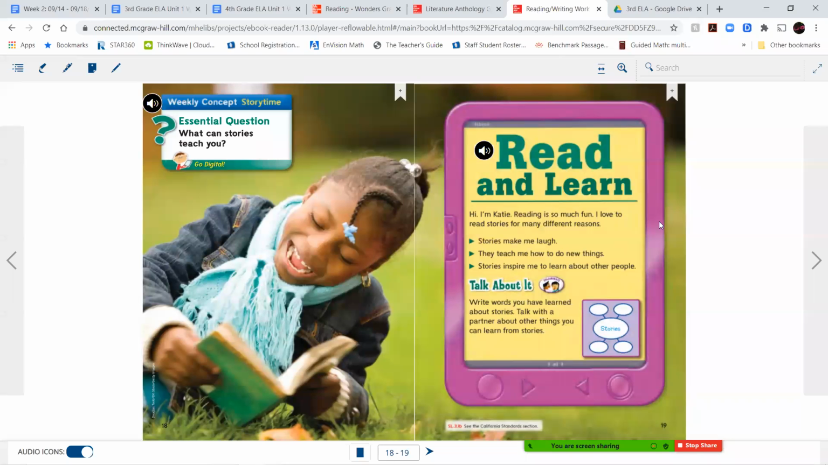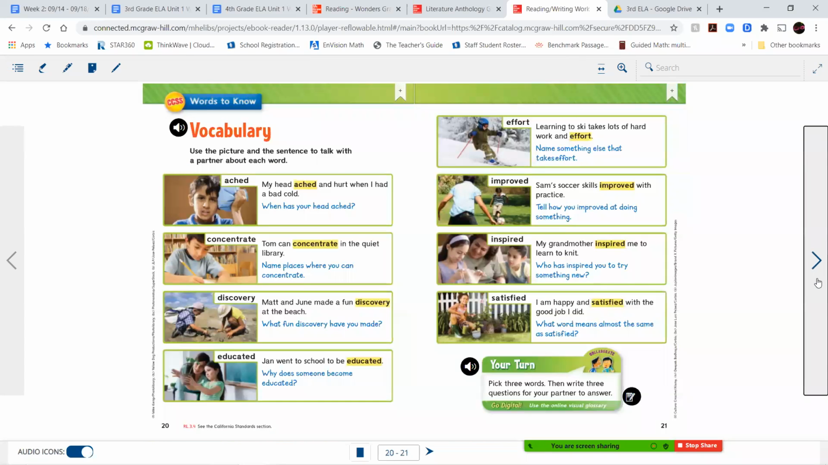So let's head over here. Now, when you open up your book, the first pages you're going to see have your vocabulary words on them, and they're used in example sentences and in an example question. So your words this week are ached, concentrate, discovery, educated, effort, improved, inspired, and satisfied. And we're going to go over the meanings of those in just a bit.